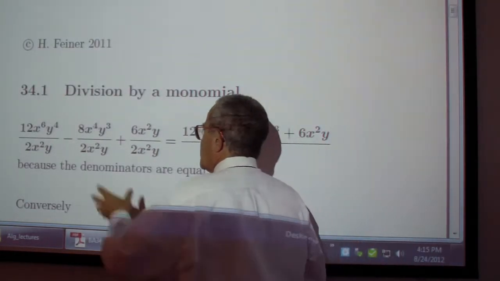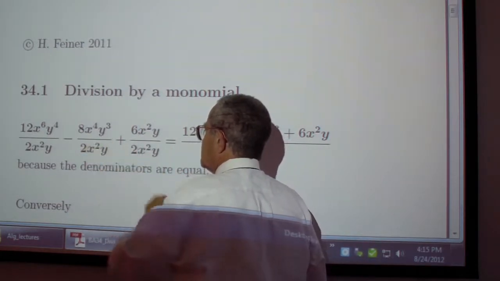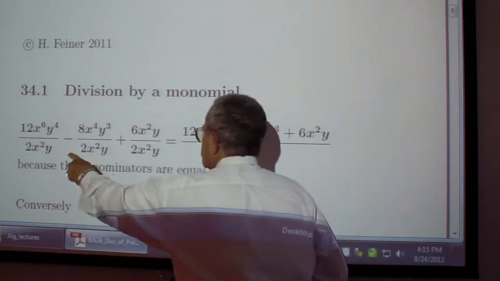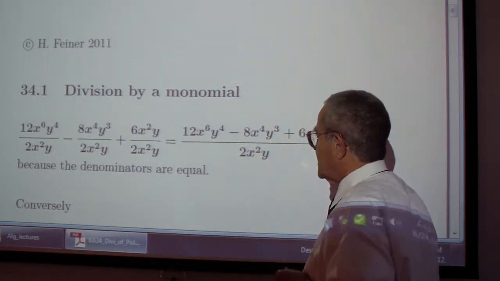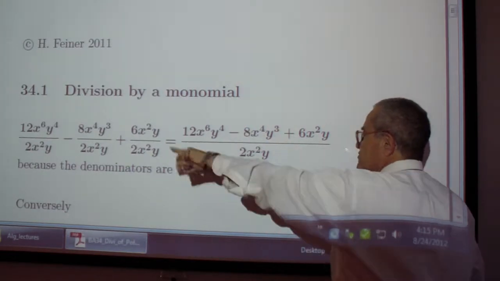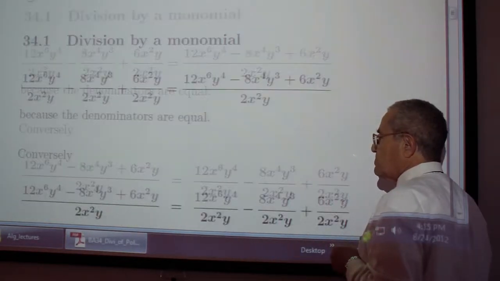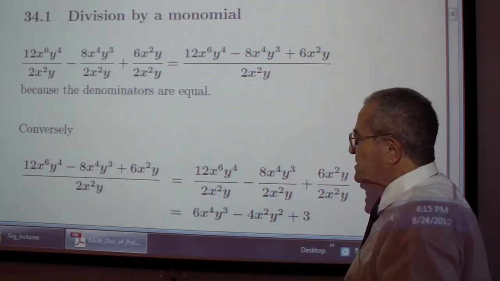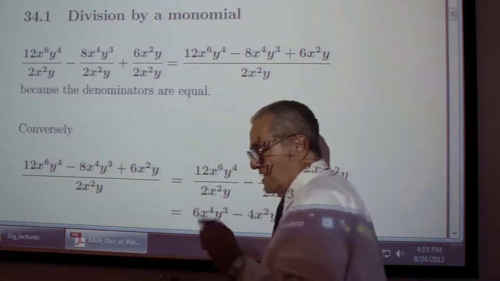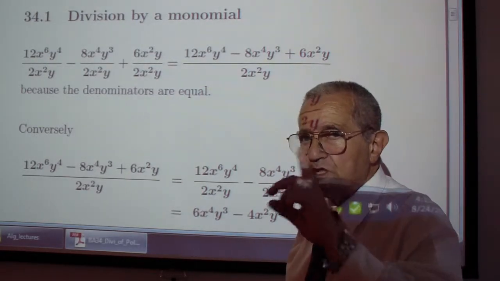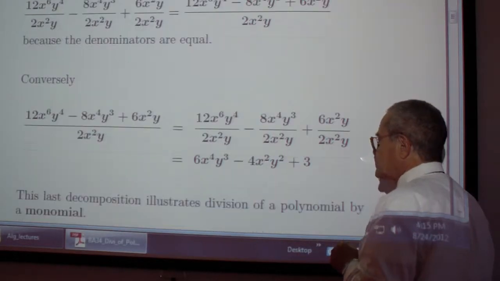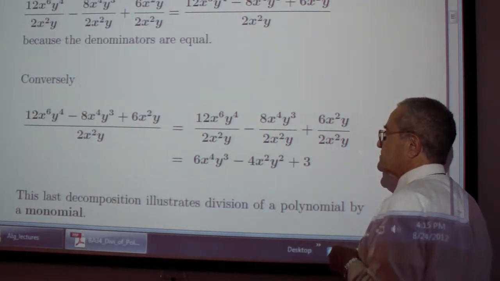Note that if we had three fractions with the same denominator, we would write the denominator once and we would subtract and add the numerators. Now conversely, if you were given this, you could break it up into those three fractions with the same denominator. The point here is when we divide a polynomial by a monomial, a monomial only, we make individual fractions and we simplify the fractions.